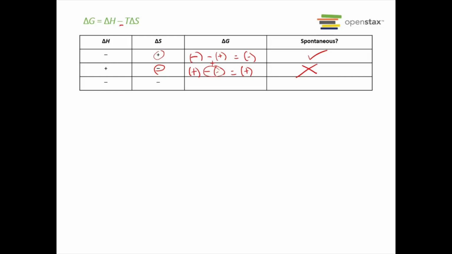Now let's say we have a negative delta H and a negative delta S. So then this would be minus a negative. So that gives us a positive. And so it can either give us a negative or a positive depending on how big delta H is and how big the temperature is. So is it spontaneous? Maybe. It's going to depend.